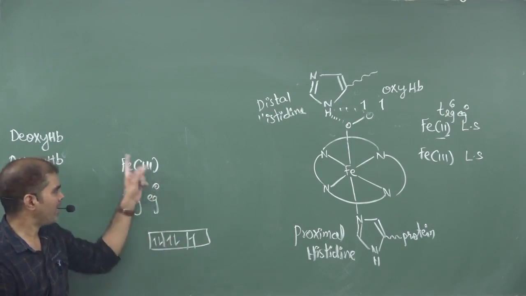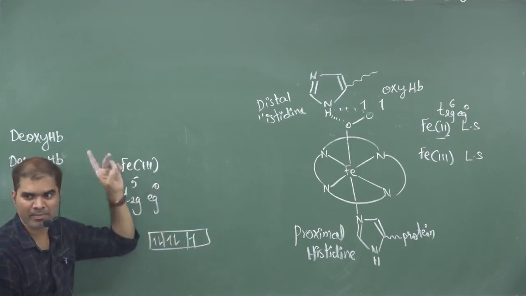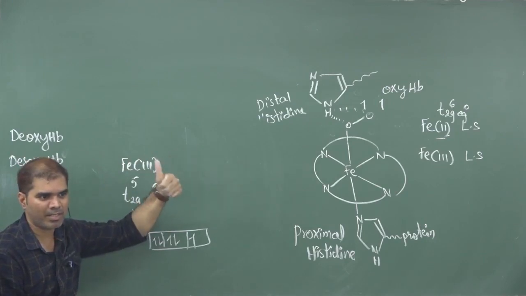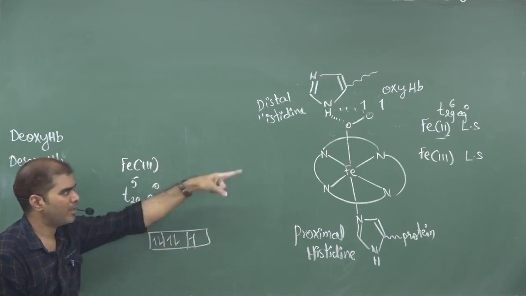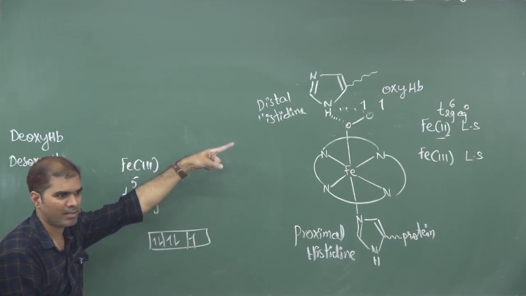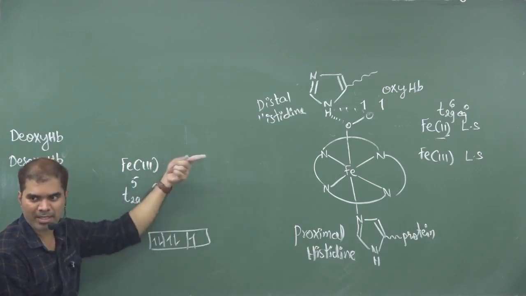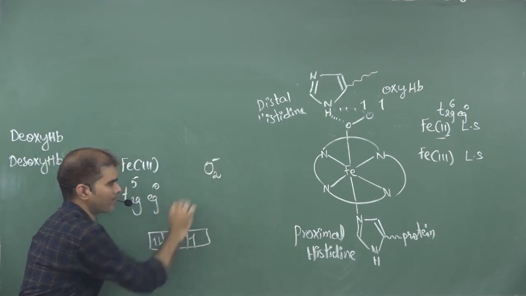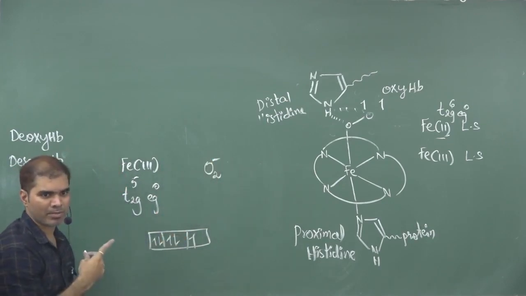Okay. How is iron in deoxy? Iron 2. But in oxy, we are saying iron 3. Where did that electron go? Oxygen has taken it. Oxygen is taking that extra electron. Once oxygen takes that extra electron, oxygen will become superoxo.